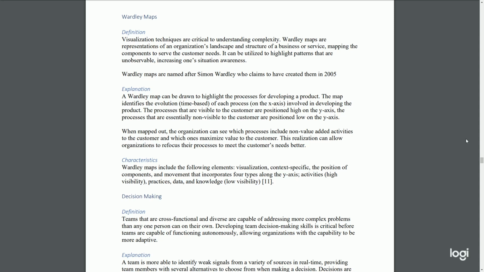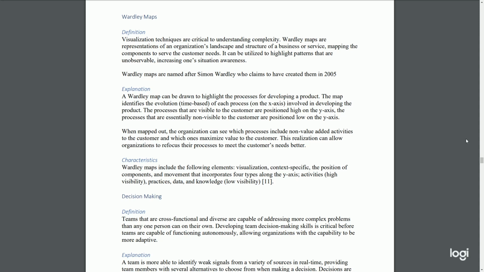Explanation. A Wardley map can be drawn to highlight the processes for developing a product. The map identifies the evolution, time-based, of each process on the x-axis involved in developing the product. The processes that are visible to the customer are positioned high on the y-axis. The processes that are essentially non-visible to the customer are positioned low on the y-axis.